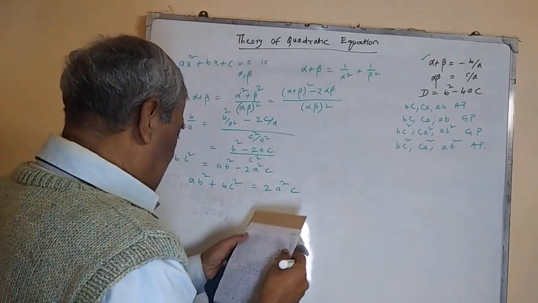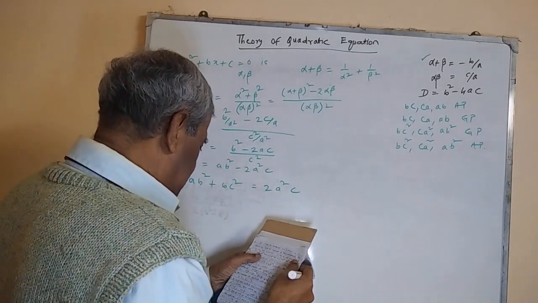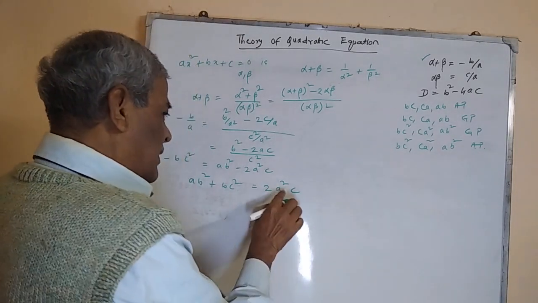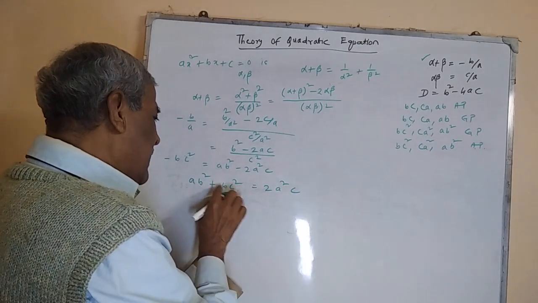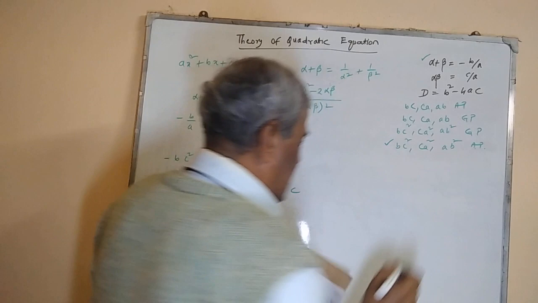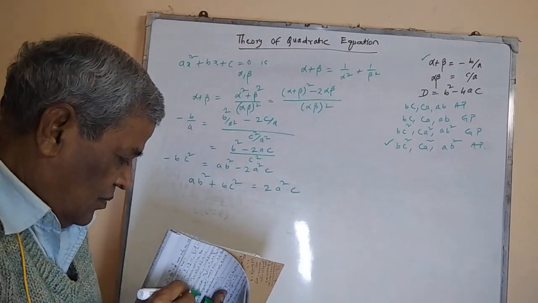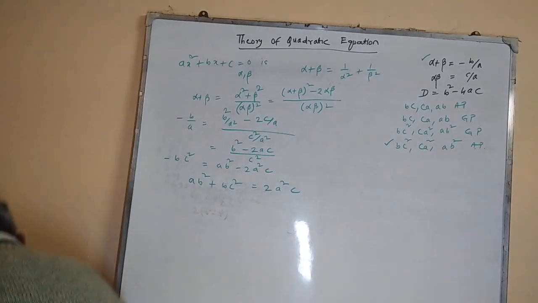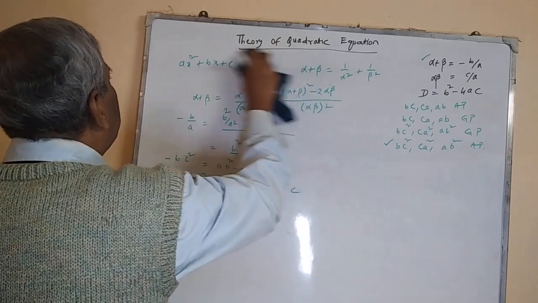Therefore, bc square, c square and ab square are in AP. So the fourth option is correct. Next problem.